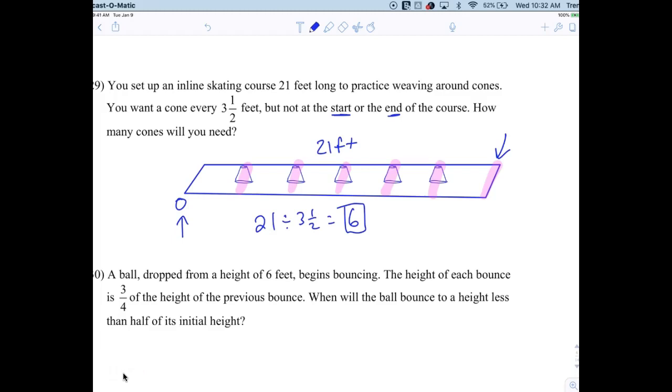Well, why couldn't it just say not at the end? Why would it say not at the end? Well, because you could place a cone there at the beginning if you wanted to. I've seen races where they start out with a cone. I'm not understanding. I drew it out for you. What more can I do?